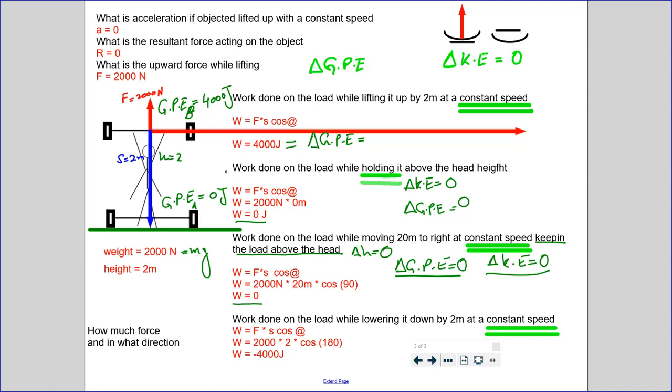And now for the last case, we move from B back to A. At B, initially its energy was 4000. When we move it to A, its energy decreases to 0 joule. Because it's moving with constant speed, the change in kinetic is 0. But how much is the change in potential? It moves from a height where its potential energy was 4000 to a point where its potential energy is 0. So how much is the change? Final minus the initial.